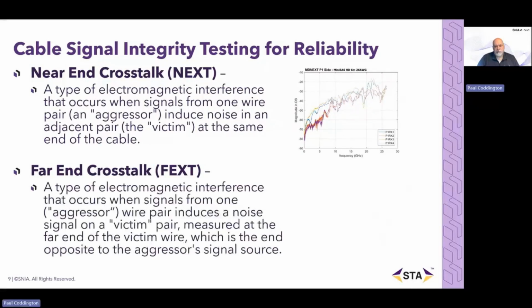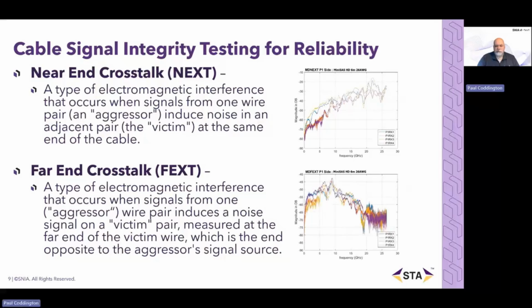In addition, you can also look at far-end crosstalk, or FEXT, which is similar, but in this case, the electromagnetic interference occurs when the signal from one wire pair induces noise on a victim pair measured at the far end of the victim wire, which is the end opposite of the aggressor's signal source. The graph to the right shows what a far-end crosstalk plot might look like.